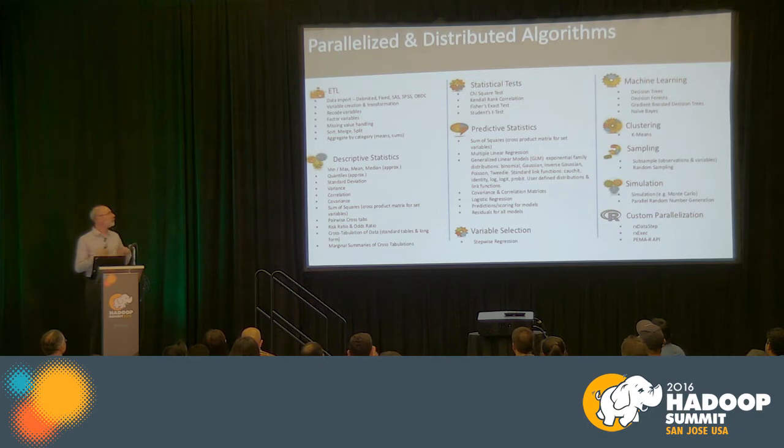So this is a list of the scalable distributed algorithms, which we call parallel external memory algorithms, that we include with our server. They span a range of functions, starting with ETL functions, your descriptive statistics, then the predictive statistics and machine learning algorithms, as well as clustering algorithms, algorithms to support performing Monte Carlo simulation, and then the functions for custom parallelization. When you have an R function that you've written, or an R function from one of those CRAN packages, and you want it to run in parallel over a distributed infrastructure, then you can use those custom parallelization functions.